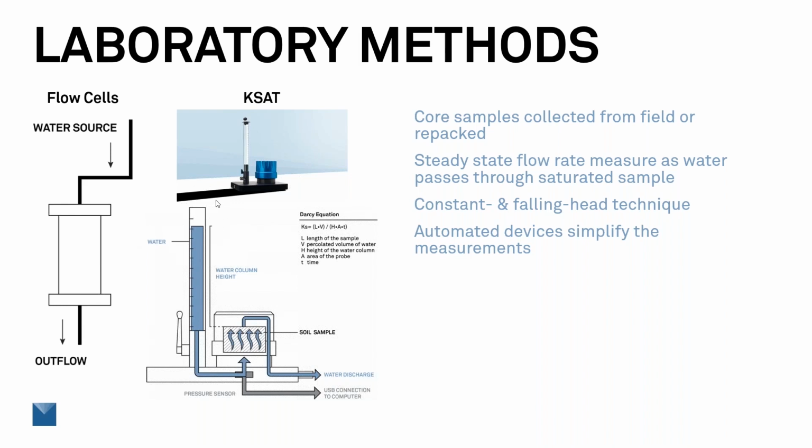In both approaches, we can use a constant head or a falling head technique. What differs there primarily is the analysis at the end, how we get to that final KSAT value. Now, an automated device can really simplify these measurements. To automate a flow cell usually takes a little more work and sometimes a little more dedicated lab space. With the KSAT device, the automation is already built into it, and they're a little more mobile, so you don't have to have dedicated lab space for a device like this.